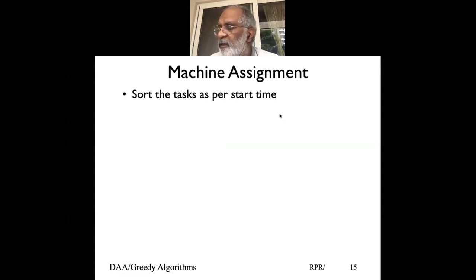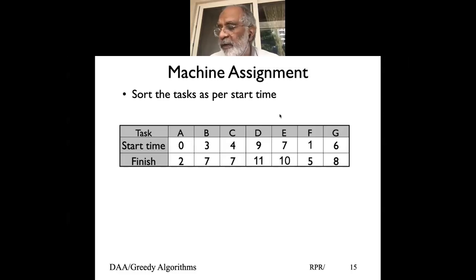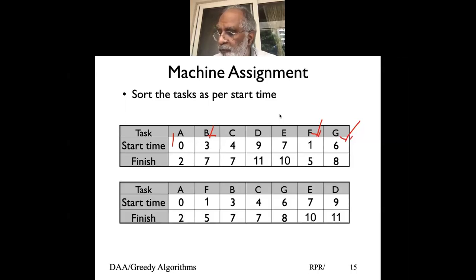In a typical machine assignment, we first sort the tasks by start time. The tasks are A, B, C, D, E, F, G. Task A starts at 0, task F starts at time 1, task B starts at time 3, and task G starts at time 6. Sorting by start time, A is first, then F starting at 1, then B, then C, then G. So I sorted them by start time.